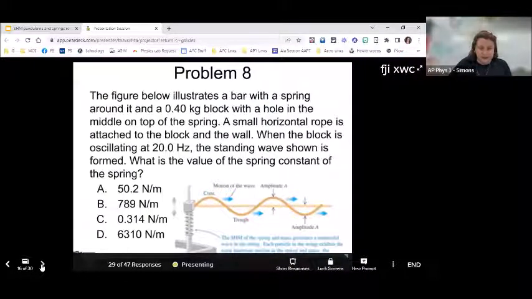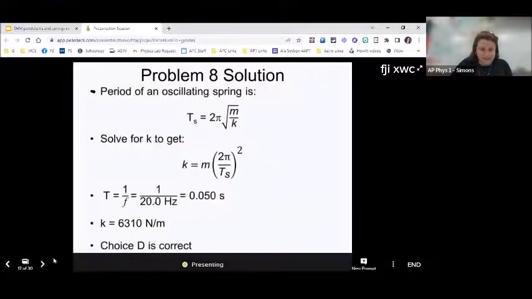All right, let's see what we get here. As I said, frequency, flip that over and we're going to get the period. So 1 over 20 hertz gives us a period of 0.05 seconds, and we can rearrange our formula to get K by itself. So we end up with a pretty high spring constant here, a little over 6,000.